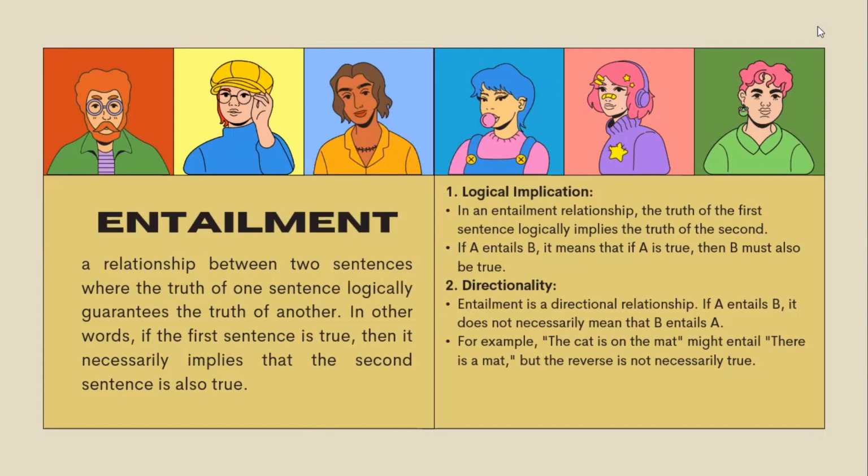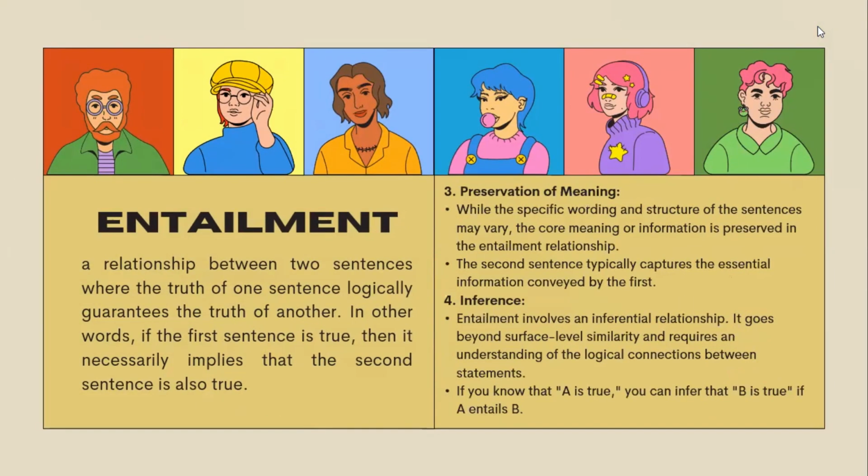In an entailment relationship, the truth of the first sentence logically implies the truth of the second. If A entails B, it means that if A is true, then B must also be true. And number two is directionality. Entailment is a directional relationship. If A entails B, it does not necessarily mean that B entails A. For example, the cat is on the mat. It might entail this sentence, like, there is a mat, but the reverse is not necessarily true.